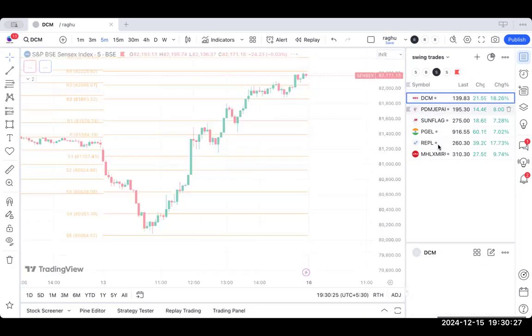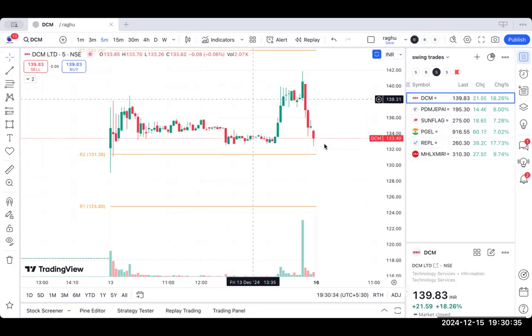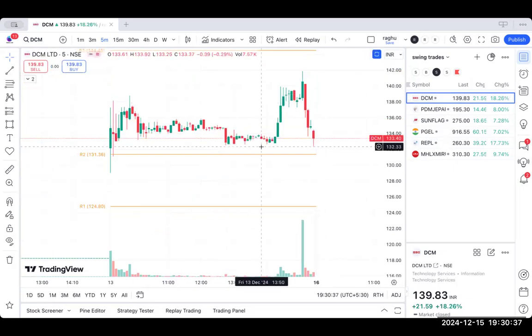DCM, REPL also had given on Friday. Let's see DCM and let's see where is DCM. See the DCM chart, 5 minutes.